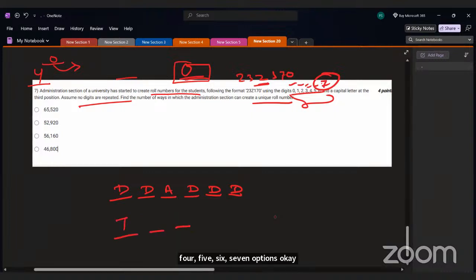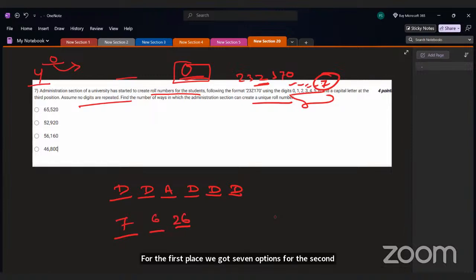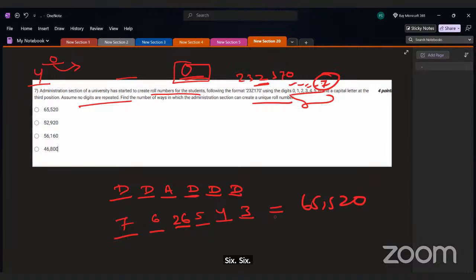For the first place, we got 7 options. For the second place, we got 6 options. For the third place, we got 26 alphabets option. For the fourth place, we got 5, then 4, then 3. On calculating, what we are getting from this is 65,520. That is option A.